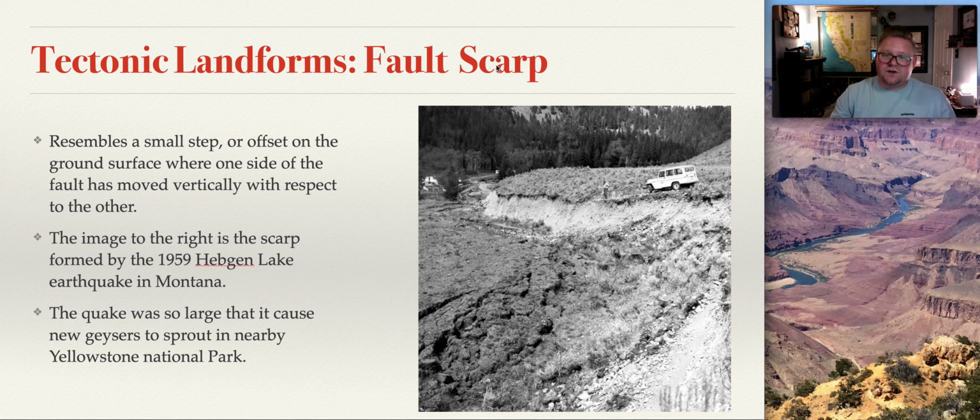And then the fault scarp: a scarp is like a scar, so we actually can see it on the landscape. The quake was so large it actually caused new geysers to sprout up in Yellowstone National Park, which I thought was pretty interesting.